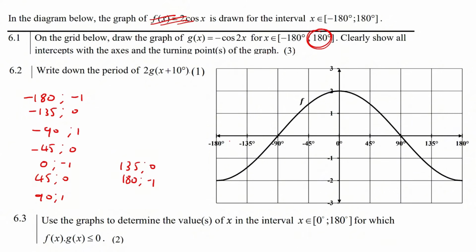So now we're just going to go plot. So minus 180 and minus 1 is here, and minus 135 and 0. This is pretty straightforward, you would understand what to do. Okay, now we're going to try draw a nice graph through all of that. All right, so there we have our graph. Now, let me just make sure we've done everything. Clearly show all the intercepts with the axes.